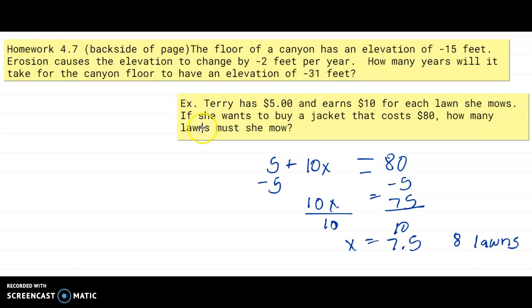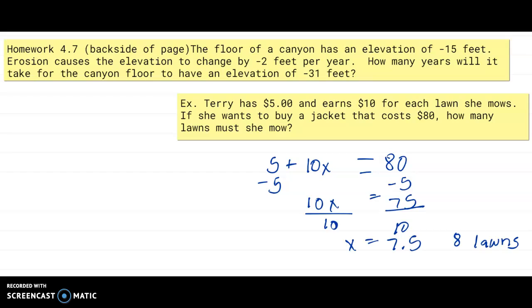Okay, so in the problem that you have today, you're going to set up an equation similar to this. So the floor of a canyon has an elevation of negative 15 feet. That means the floor of the canyon is lower than sea level. Erosion causes the elevation to change by negative 2 feet per year. So erosion means that the land is being moved away and it's causing the floor of the canyon to get lower. How many years will it take for the canyon floor to get to negative 31 feet?